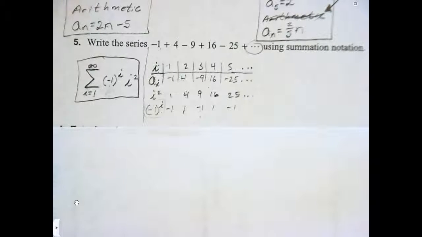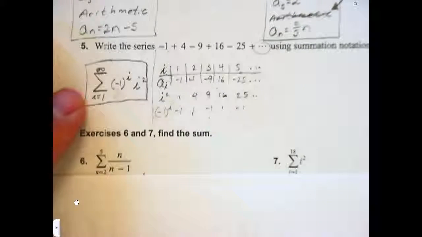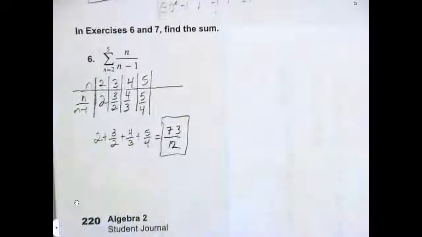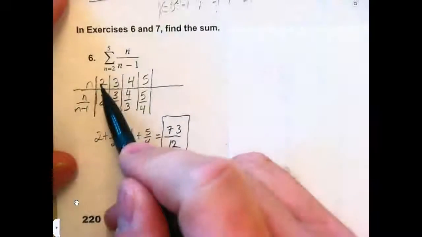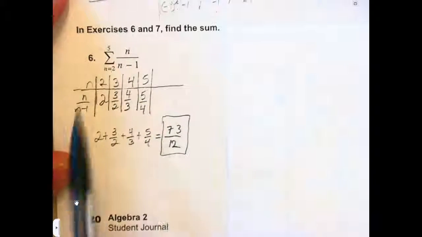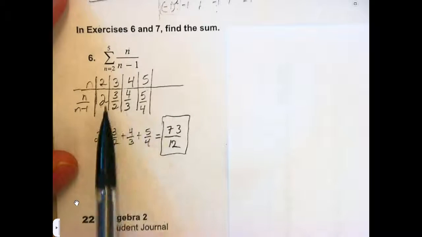All right. Okay, how many got the next two? All right, let's see how you did. Find the sum. Number 6, you had to take that pattern and apply it for when n is 2. This is your starting point, up to 5. So you calculate it out, and then you add them up.